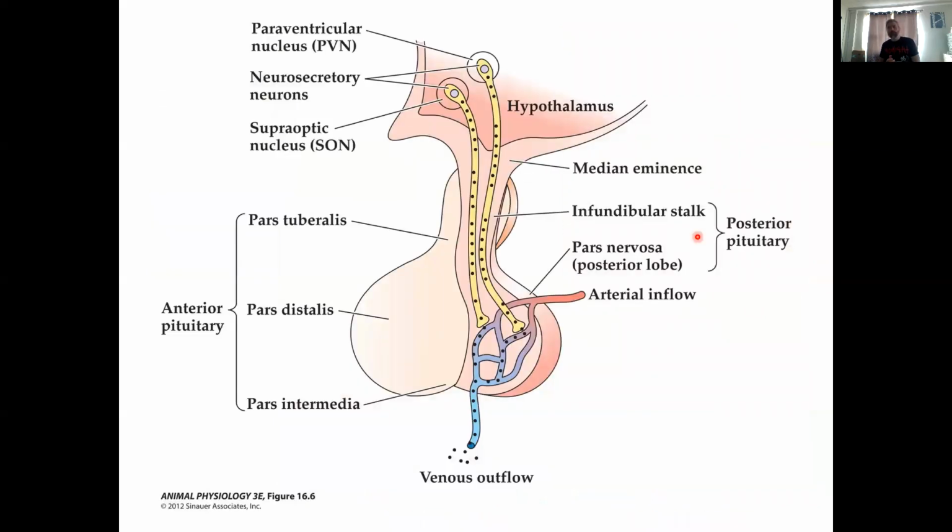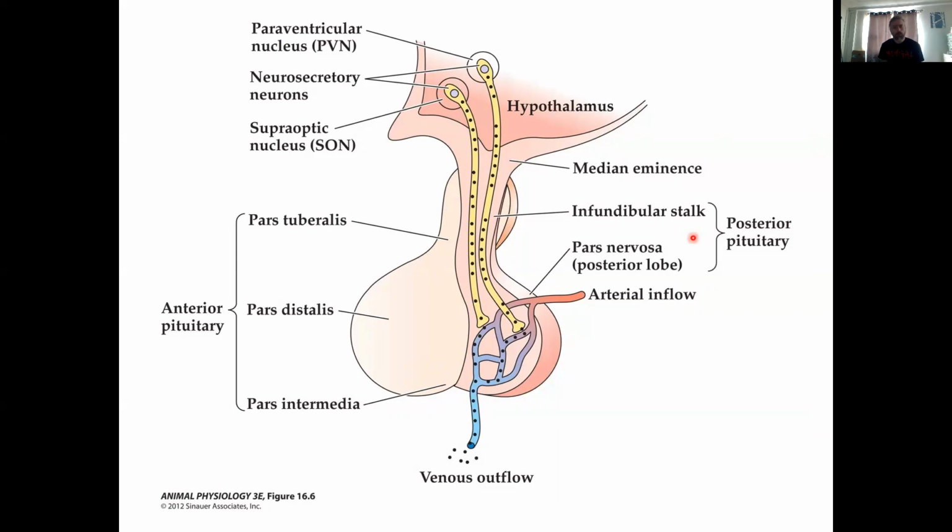The posterior pituitary, we release a couple of hormones here. Of course, I don't have them on here. These are vasopressin, so in the description of the video below, I'll have the names of those. Vasopressin, which is an antidiuretic, so it causes us to retain water. And then oxytocin, which has a pretty profound role in mammalian parturition.